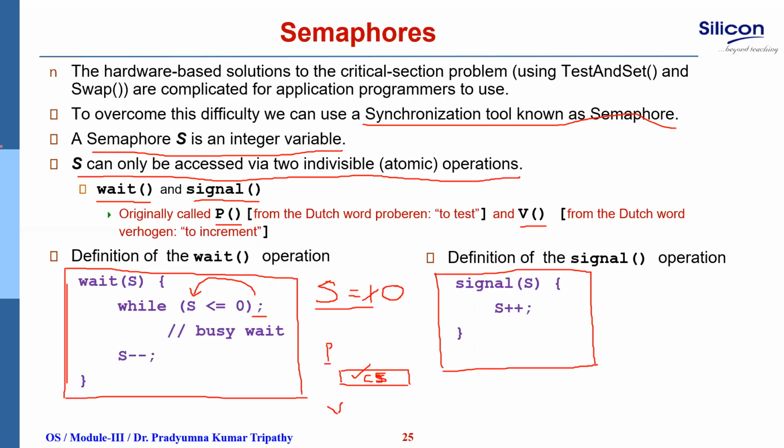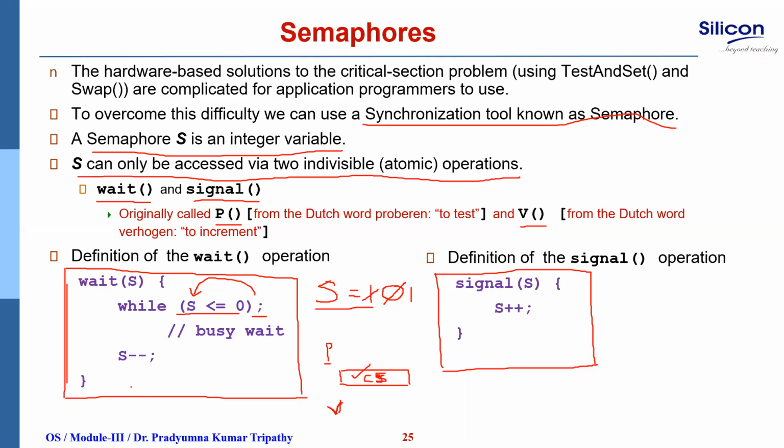Similarly, suppose the critical section work is over. While coming out, the process executes the V operation, or the signal operation. What is the signal operation? It will make S plus plus. So signal will make it 1 again, making the semaphore 1. Once it becomes 1, this condition becomes false. Once the condition becomes false, the waiting process can enter into the critical section by making S minus minus.